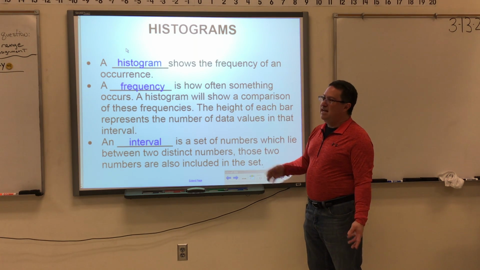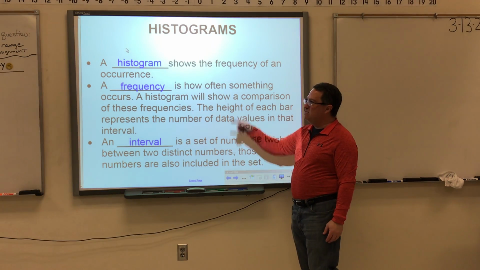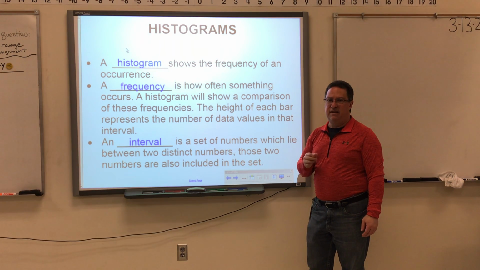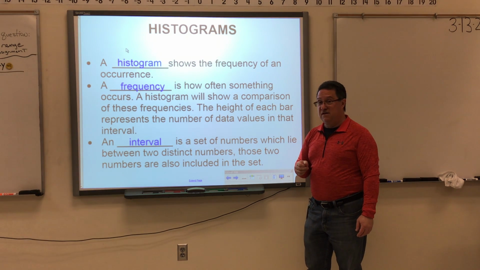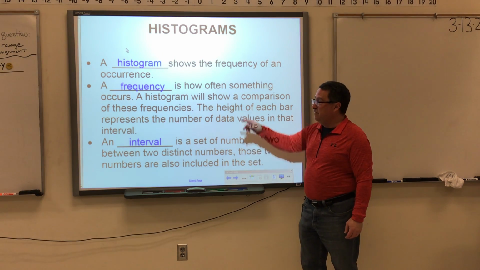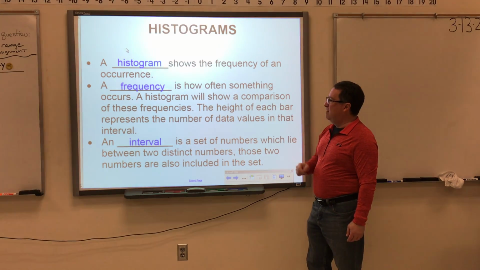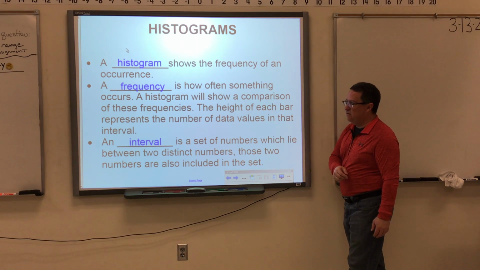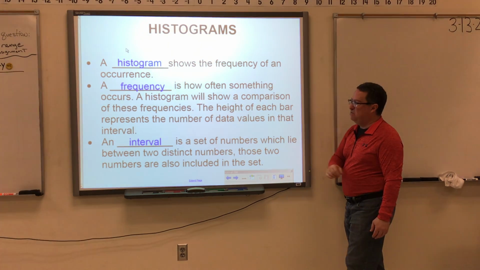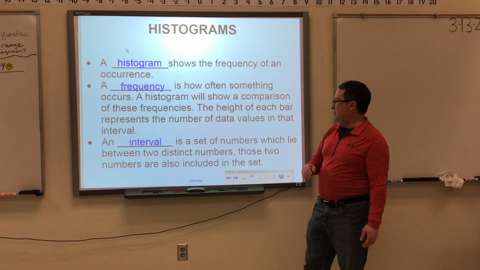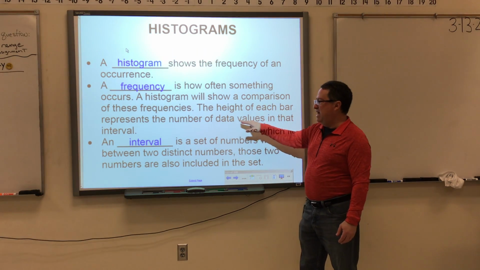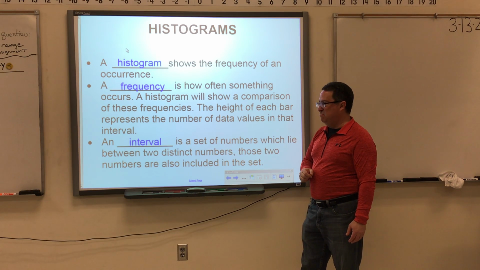First of all, a little history about histograms. A histogram shows the frequency of an occurrence. In other words, how often does this happen? A frequency is how often something occurs. A histogram will show a comparison of these frequencies. The height of each bar represents the number of data values in that interval. Let's remember number of data values because that becomes important.